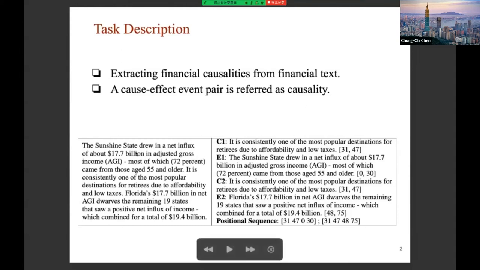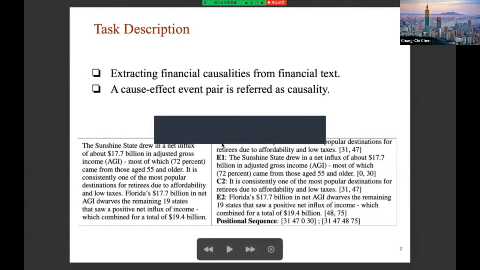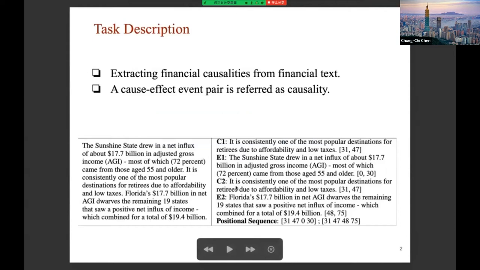On the left hand side, you can see the financial text, and on the right hand side, you can see two cause and effect pairs. One is C1E1, that is a cause span and effect span for causality one, and C2E2 for the second one. These cause and effect spans are continuous text in the given text, and C1 and C2, or E1 and E2, may be overlapping.